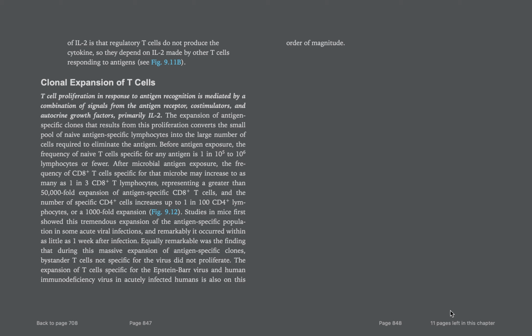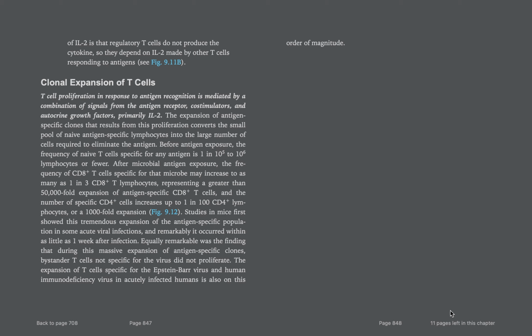Clonal expansion of T cells. T cell proliferation in response to antigen recognition is mediated by a combination of signals from the antigen receptor, costimulators, and the autocrine growth factor, primarily interleukin-2. The expansion of the antigen-specific clone that results from this proliferation converts a small pool of naive antigen-specific lymphocytes into the large number of cells required to eliminate the antigen.